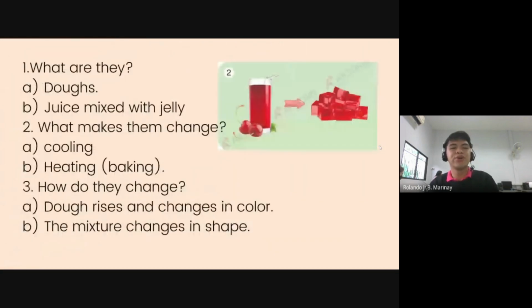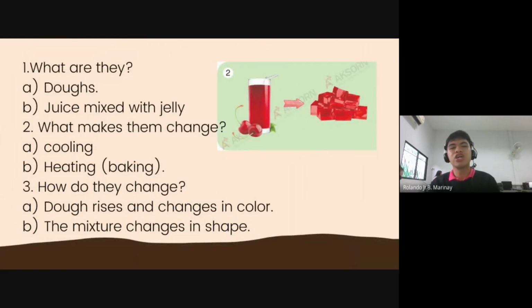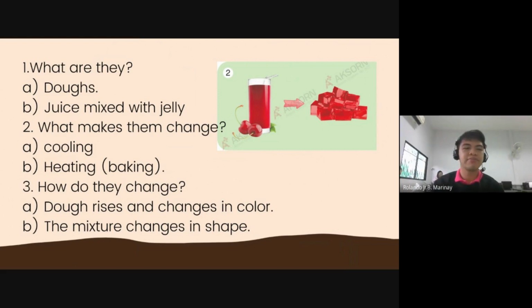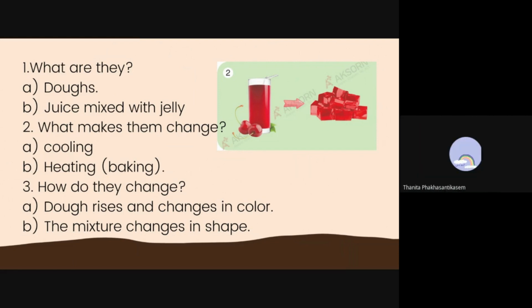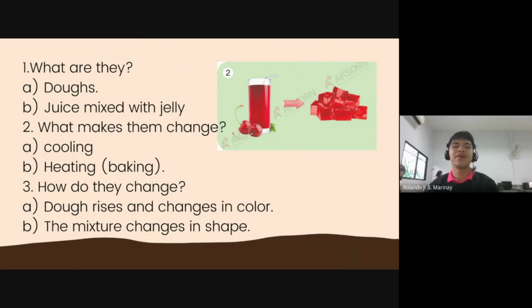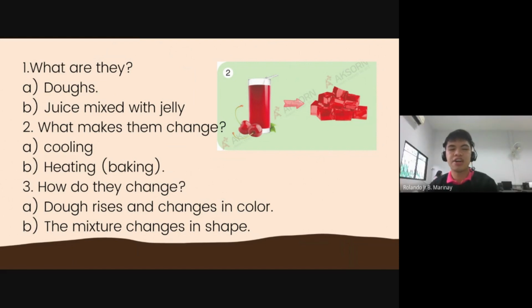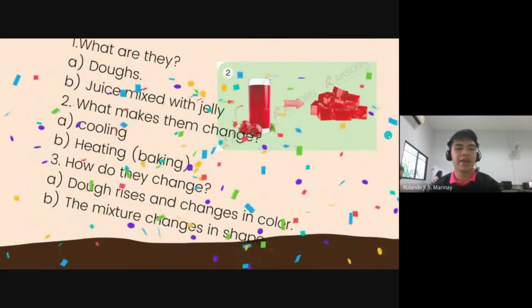Now let's move on to number 2. What can you see in the picture? Is it A, doughs, B, juice mixed with jelly? B. Good job. It's B, juice mixed with jelly. And what makes them change? Is it A, cooling, or B, heating? Cooling. Very good. It is letter A, cooling. When we cool down this one, it will be a jelly, okay? Or gelatin. Number 3, how do they change? A, the dough rises and changes in color, or B, the mixture changes in shape? B, very good. Okay, the mixture changes in shape.